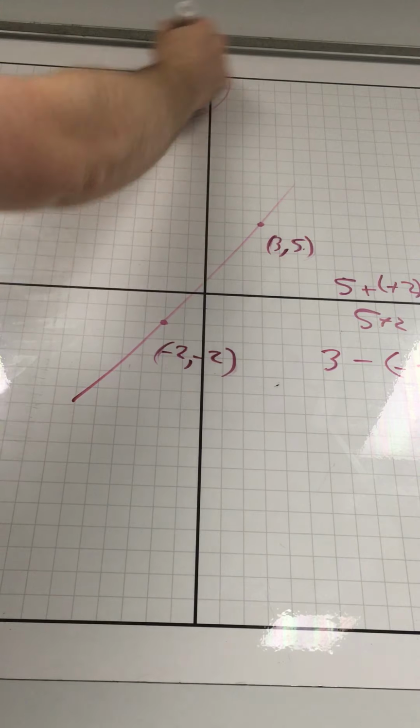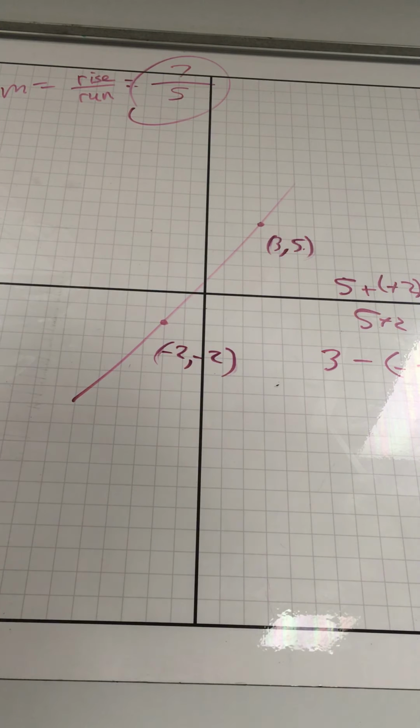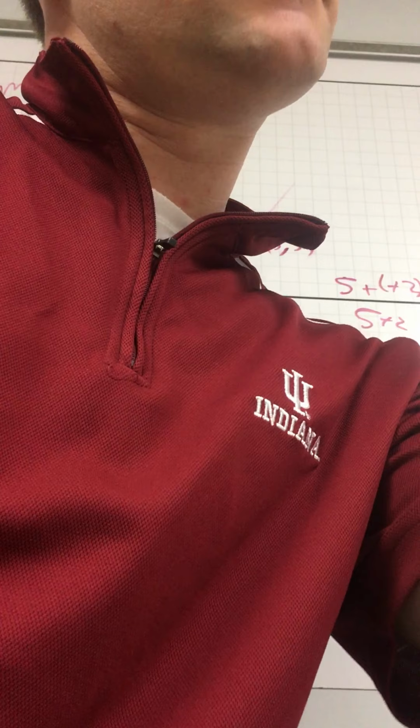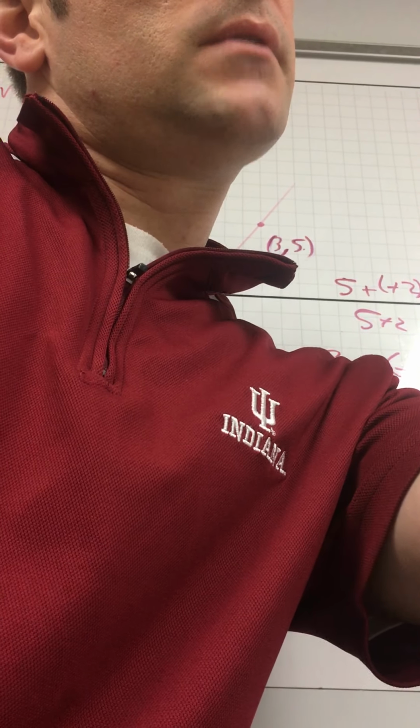So 7 over 5 is our slope, and slope is always notated with the letter m, if you notice that in your book. Okay, so we're going to do some practice problems. Make sure you pause the video after we go over this practice problem so you can do some problems. Here we go. We're going to do number 1 on page 361. It says, find the slope of each line using the given points. You need to find the rise and the run, and then put the rise over the run.